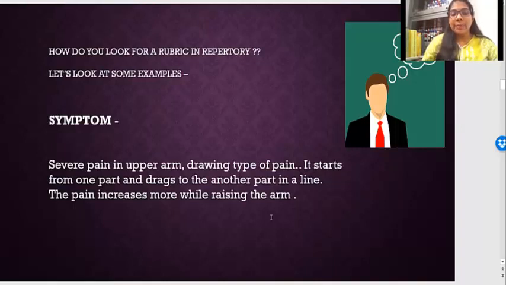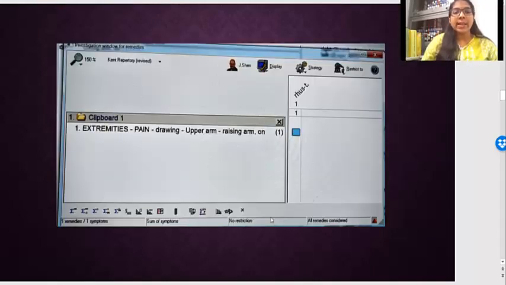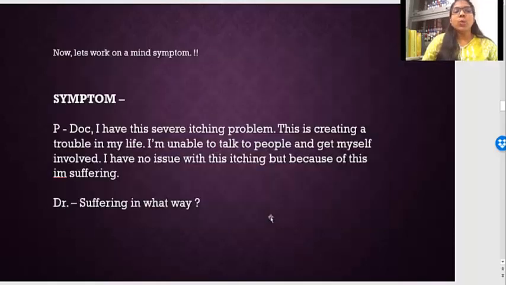So whenever it is the arm, you have to look into the chapter Extremities. Right? So when we convert the symptom into the repertorial language, we get the rubric as Extremities, pain, drawing, upper arm, on raising the arm. When we apply it in the repertory, we get only one single remedy, that is Rhus tox. Right? So now we'll look into another mind symptom.